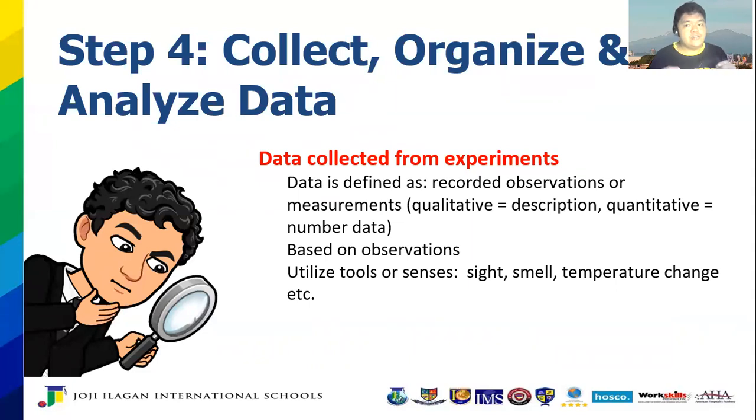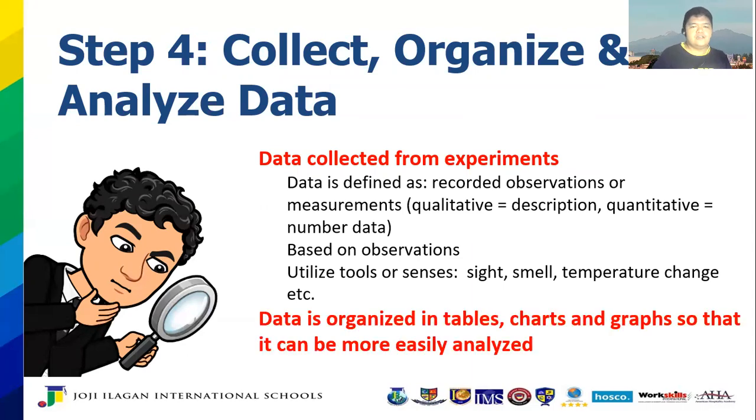In qualitative research, that's your descriptions. And in quantitative research, it's numerical data. Remember back in senior high school? That's what you take from your respondents or what you take from your experiments if it's an experimental type of research. And it's based on observations. And again, you use your senses: sight, smell, temperature change, etc. Okay, so it's organized in tables, and in that way, it'll be easy for you to analyze said data.